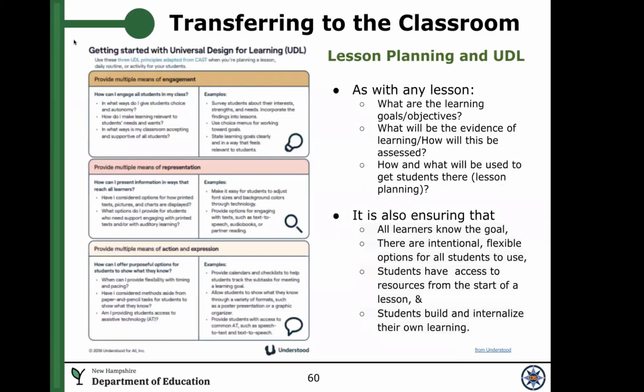And then just taking those guides, how can you use them when you're thinking about your lessons? What are your learning goals and objectives? What evidence are you going to use, and how and what will be used to get all students there? So it's thinking about everybody in front of you rather than just the median. We want to design the lesson for the students and not necessarily change the students to fit the lesson.